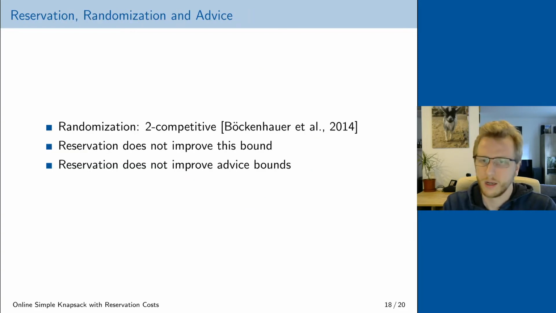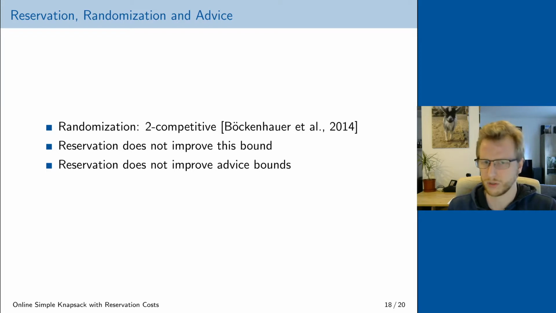All right. Next, before we go to the outlook and the conclusion, I want to quickly talk about the relation between reservation, randomization, and advice. I've already mentioned that randomized online algorithms are able to flip some coins and they enhance their bounds doing so. And they can also be given advice bits, which further enhance their bounds, but we will not go into detail or the definitions of advice here. But the interesting point to take away here, if you're familiar with these topics, is that using reservations on this particular problem does not improve the randomized or the advice bounds.